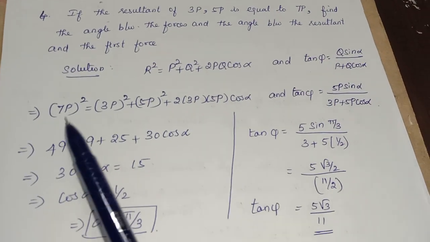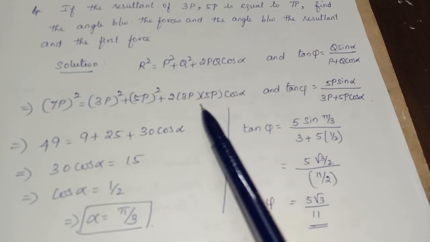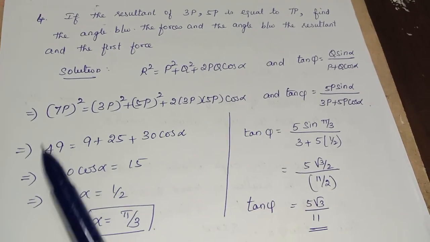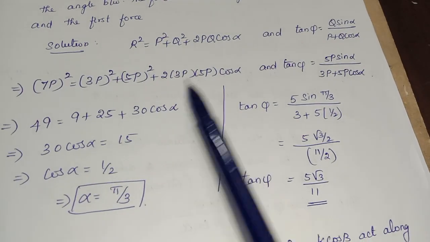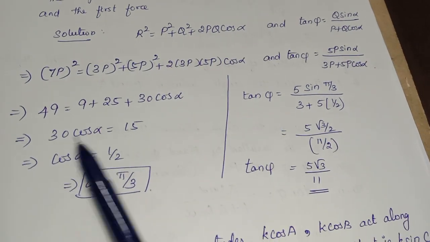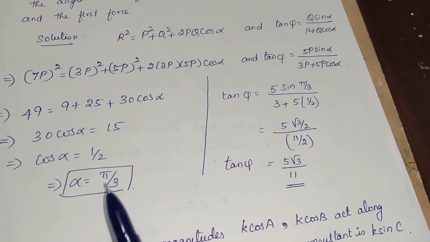So substitute the value. 7P the whole square equal to 3P the whole square plus 5P the whole square plus 2 into 3P into 5P into cos alpha. So 49, throughout you cancel P square. 49 equal to 9 plus 25 plus 30 cos alpha, or simply 30 cos alpha equal to 15, or cos alpha equal to 1 by 2. That is alpha equal to pi by 3.